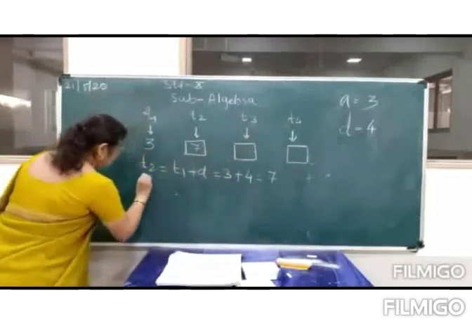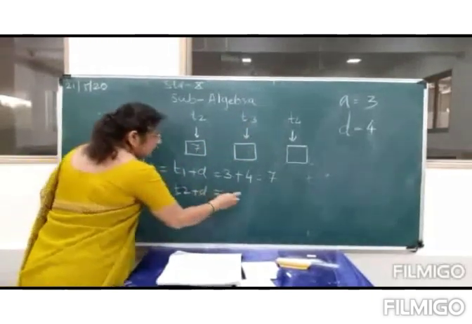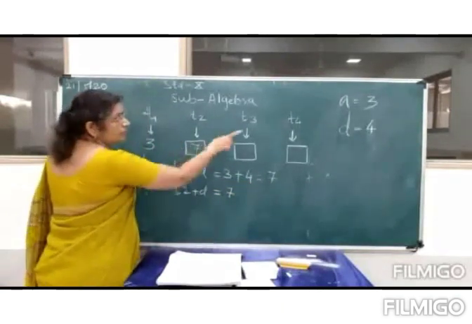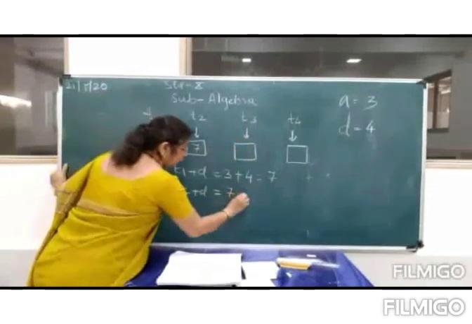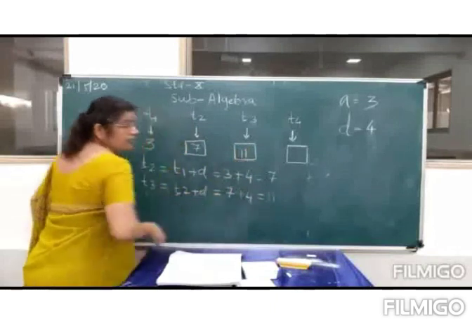Now we will find out T3. T3 is equal to T2 plus D. That is, 7 is our T2 term, this term. And how much is the common difference? 4. So 7 plus 4 is 11. So here I will write 11.